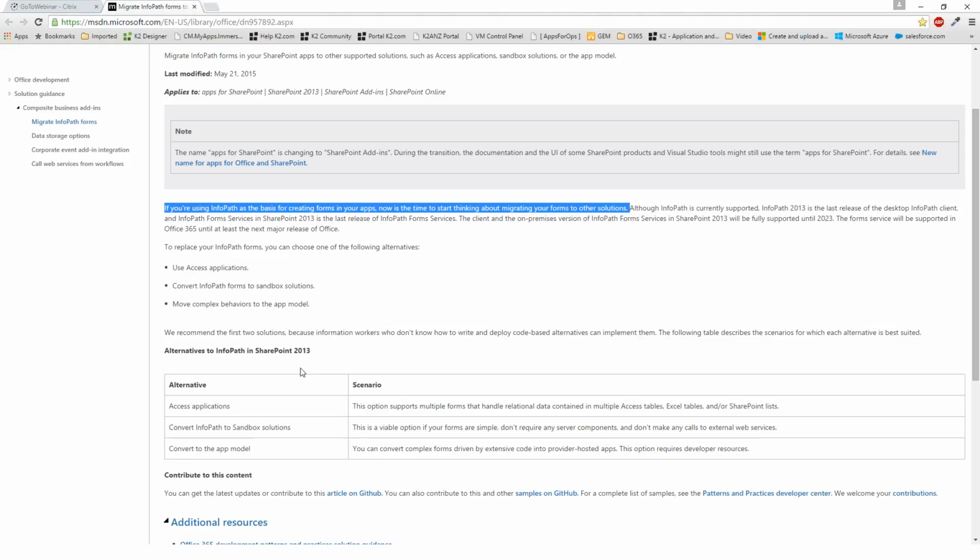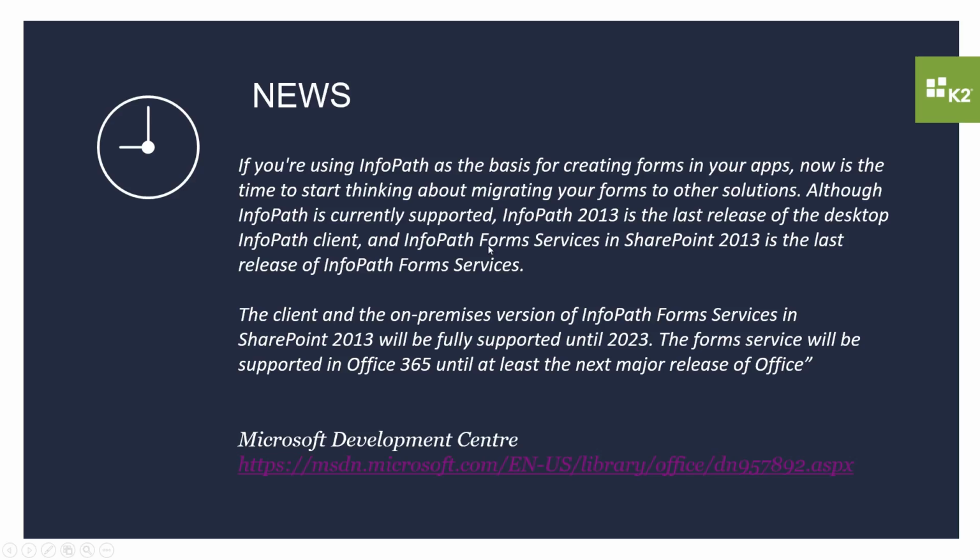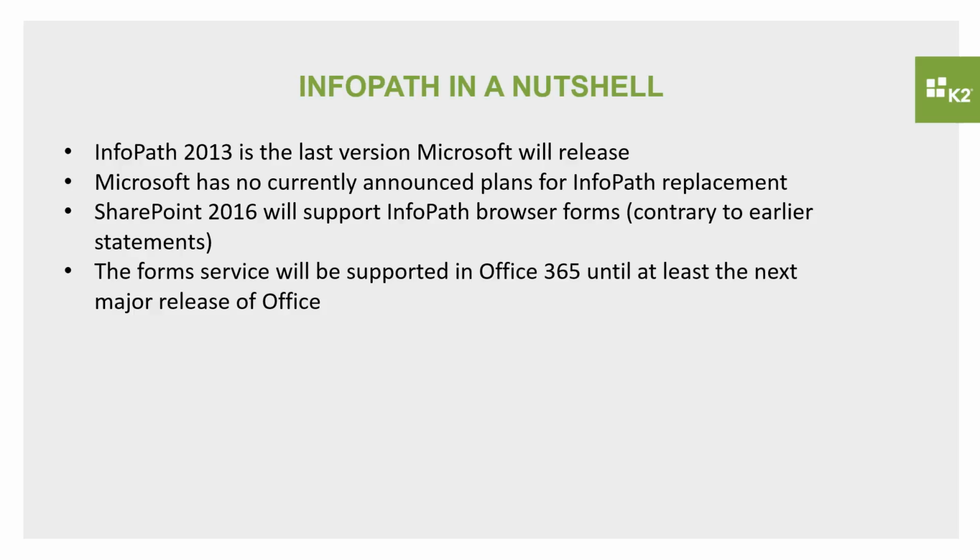It's no longer really a strategy worth investing time and money, and if we've got some solutions built in InfoPath, what do we do now? They've got a few alternatives down here: Access applications, convert InfoPath to sandbox solutions, convert to the app model. Personally, I see that as developer, developer, developer, and what Microsoft should have done is also included K2 down there, because K2 is definitely an alternative to InfoPath in SharePoint 2013, as you'll see in the demo as well.